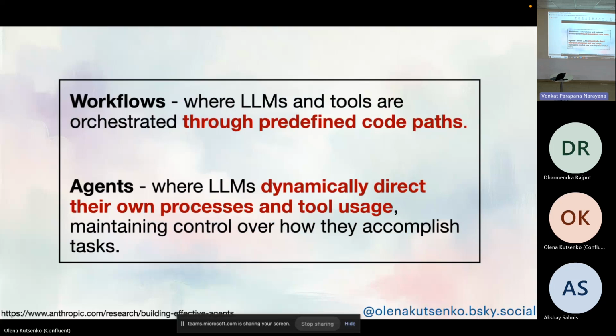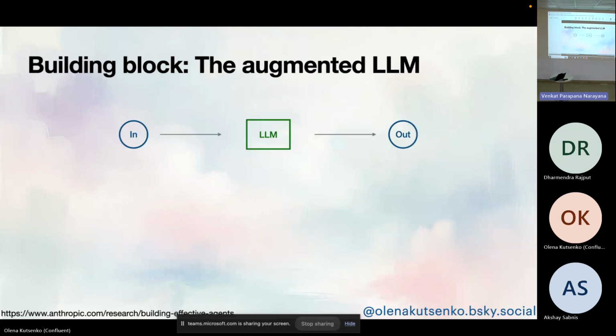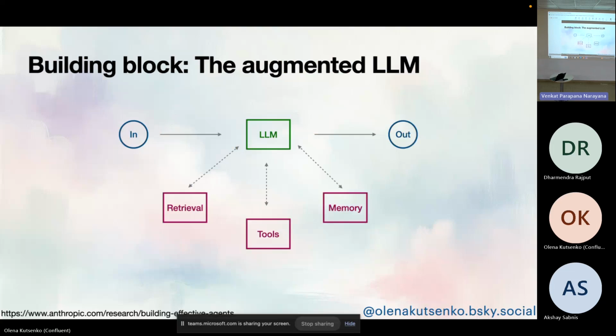Both of them are considered to be agentic systems. Then when we are talking about the building blocks of an agentic system, it is an LLM with three particular capabilities. We need to have the ability to retrieve data. We need the ability to access tools. And finally, we should be able to work with memory. So this is, at least by Anthropic, the building block of any agentic system.